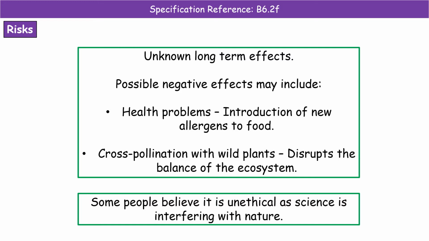Firstly, health problems. We might be introducing new allergens into food. So if you've got an allergy to a particular thing that's not normally in tomatoes, but we then insert that gene into tomatoes, it could cause some new allergies. And we could actually have cross-pollination with wild plants, which disrupts the balance of our ecosystem.